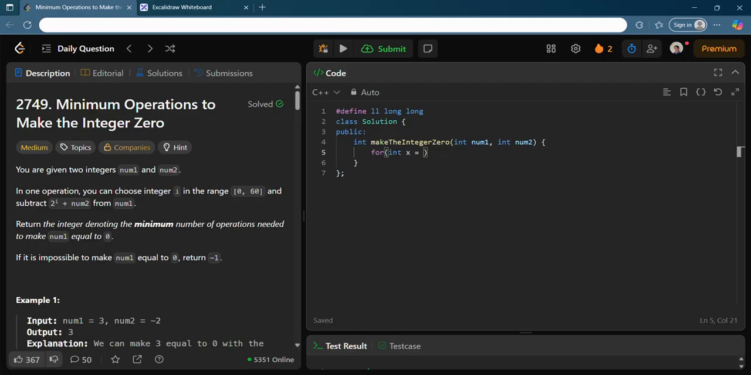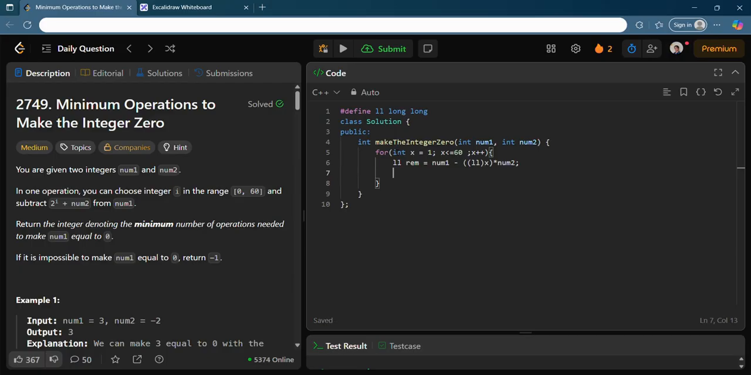So what you can do now is very simple. I have an integer x, the number of operations, which goes from 1 and can be up to 60. I will check for each operation what I am having. I will have a remaining number, which is nothing but num1 minus x times num2. This x times num2 can be a long, so let me typecast this whole thing.